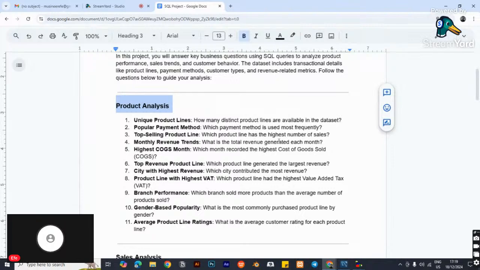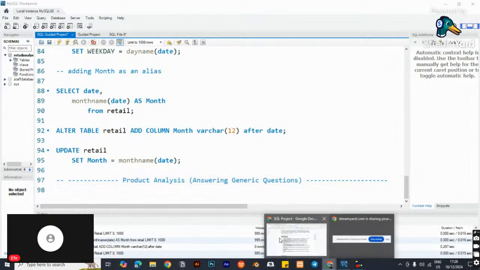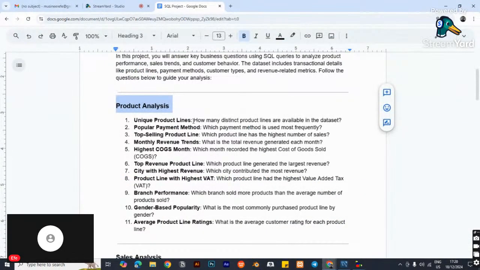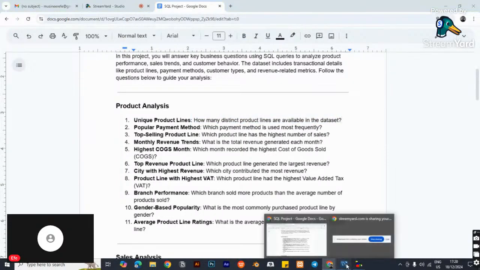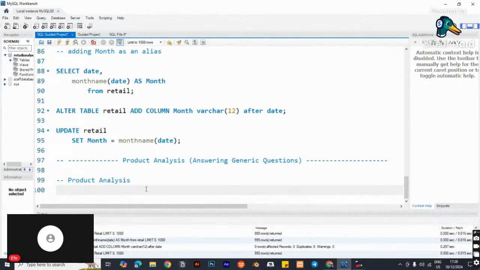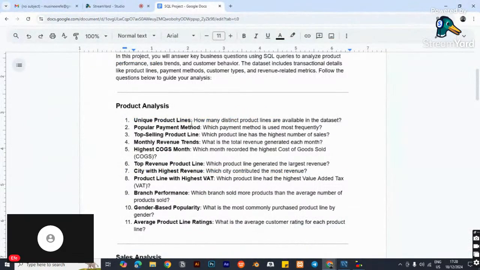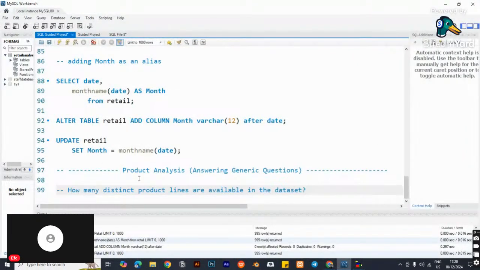How many distinct product lines does this data represent? Okay, let me copy this. So how do we do that? Oh, it seems I copied the wrong thing. Okay.